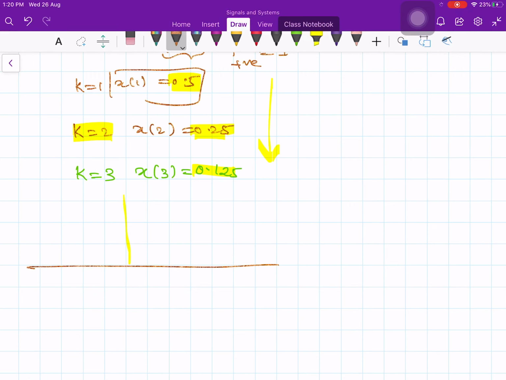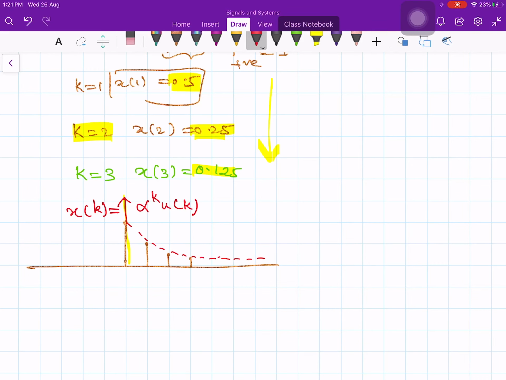and then it becomes 0.5, 0.25, 0.125. So it is a decreasing exponential like this. It goes like this, decreasing exponential, not growing exponential. So therefore this is alpha to the k u of k, your x of k. Fine. Now what is the second signal?